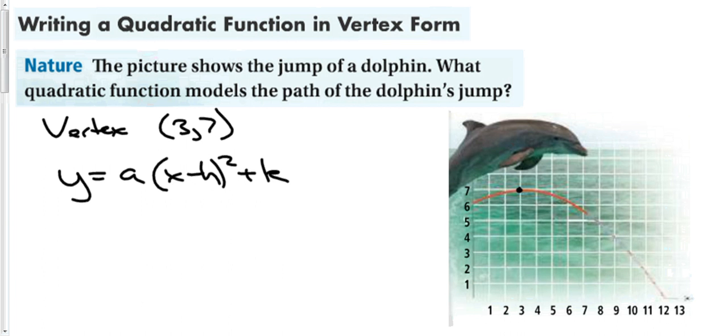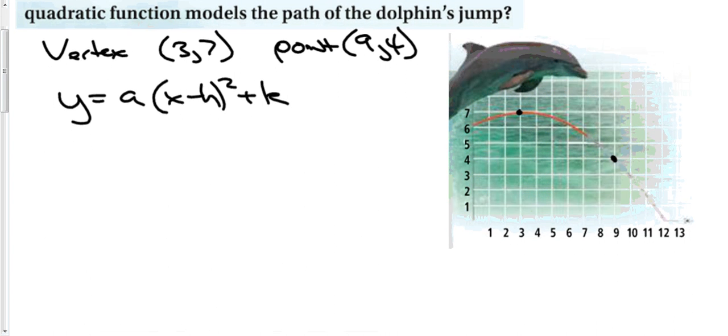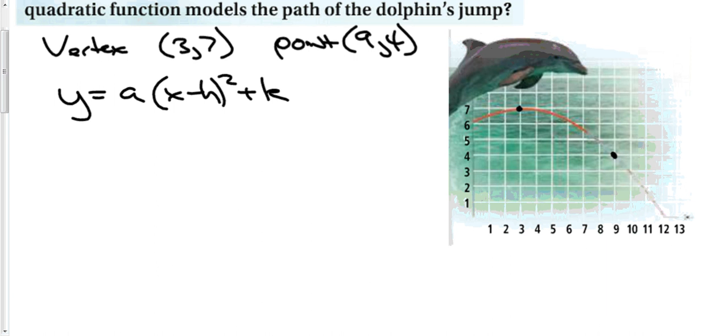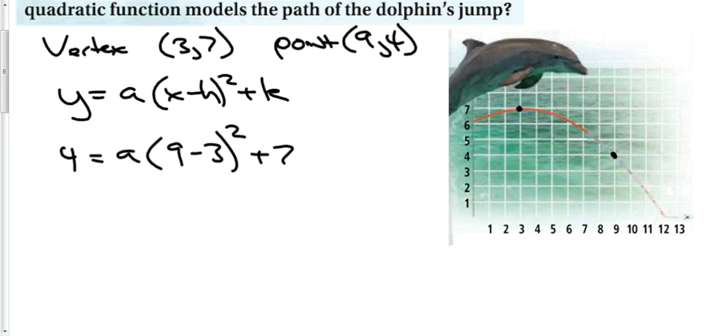There's another point on this graph that I can use. How about 9 and 4? So I have another point: 9, 4 is on my graph. Now plug in my numbers. y is equal to 4 because that's a point. a, I don't know. x was 9. The vertex was 3, 7. I can now solve this equation for a and then rewrite this in vertex form.